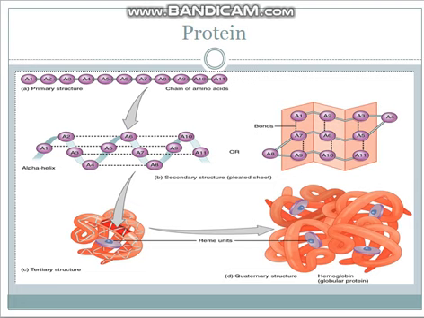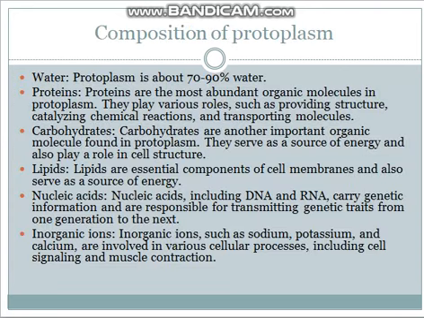Then we can move on to the composition of protoplasm. So let's give you a basic overview. So we've got water, protein, carbohydrates, lipids, nucleic acids, and inorganic ions. As you can see, the protoplasm is about 70 to 90% of water.